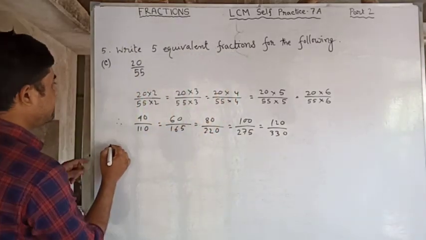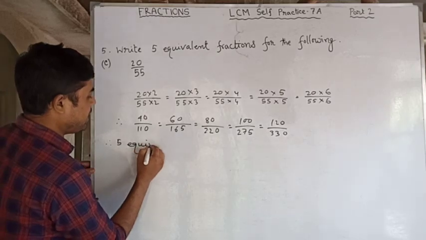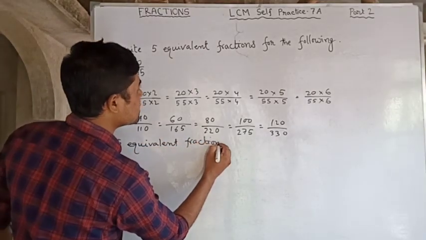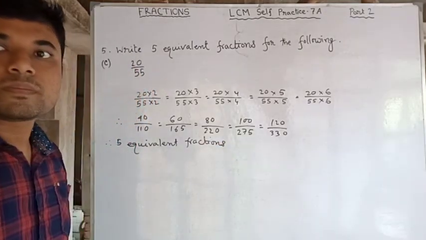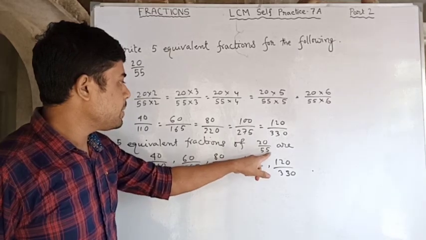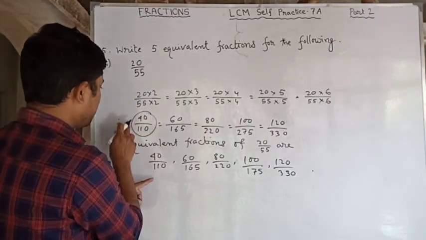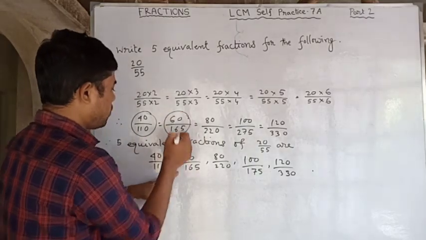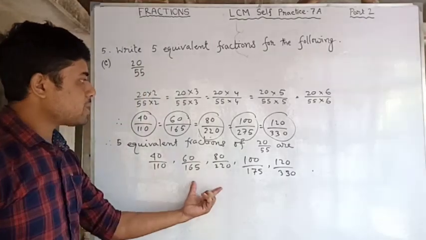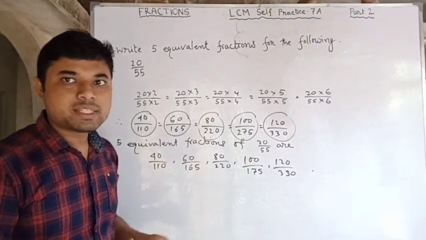So write here: 5 equivalent fractions of 20/55 are, look, this, 40/110, next comma, next comma, next comma, and all are equivalent fractions, and look, they are equal also. Is it clear? So easy.